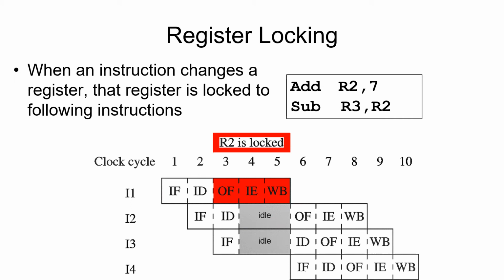In register locking, we imagine that there's a flag, a 1-bit value associated with each register. When the register is in use, when it's going to be changed, we lock the register by setting the flag. If another instruction wants data from a register whose flag is set, it will have to wait until the flag is cleared. In this example, where we're again adding 7 to R2 in the first instruction, R2 is locked for steps 3, 4, and 5. When the subtract wants to use the register R2, it's locked when it goes through the operand fetch. It can't do the operand fetch until the lock is cleared at cycle 6.